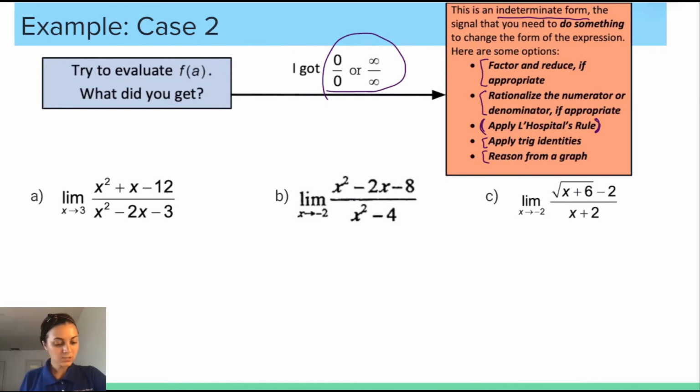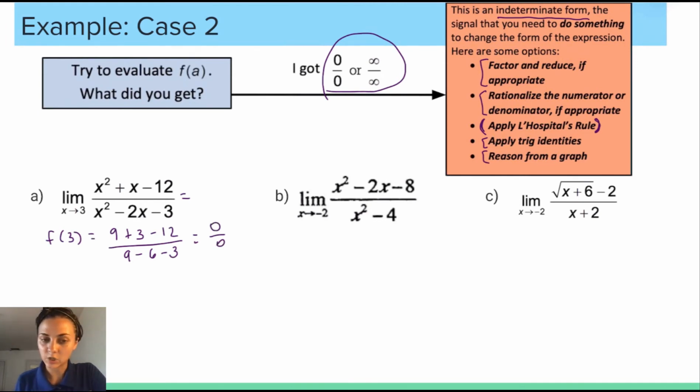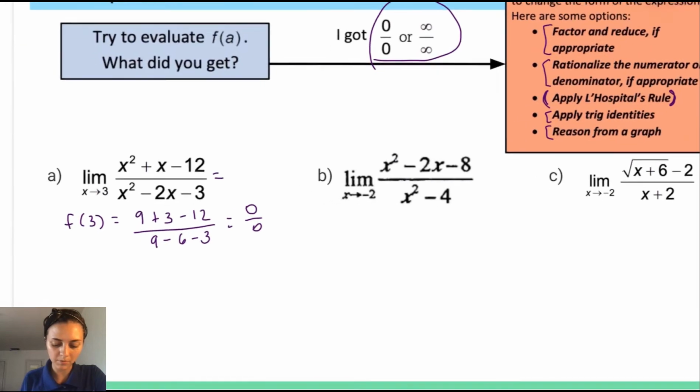Okay, so let's see what this looks like in practice. We're going to do the same thing as before. We're just going to plug in the number and see what we get. So this is, well, I'll say f of 3 equals 9 plus 3 minus 12 over 9 minus 6 minus 3. With quick mental math, this equals 0 over 0. So I got an indeterminate form. That means I need to do some more work before I can actually solve this problem.